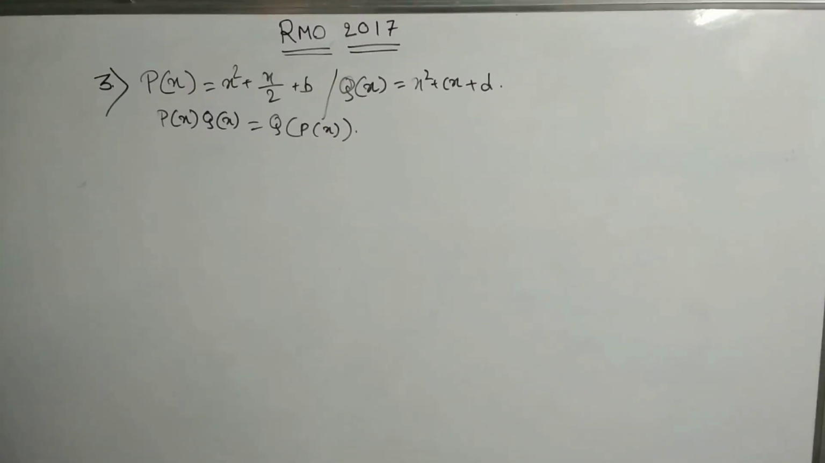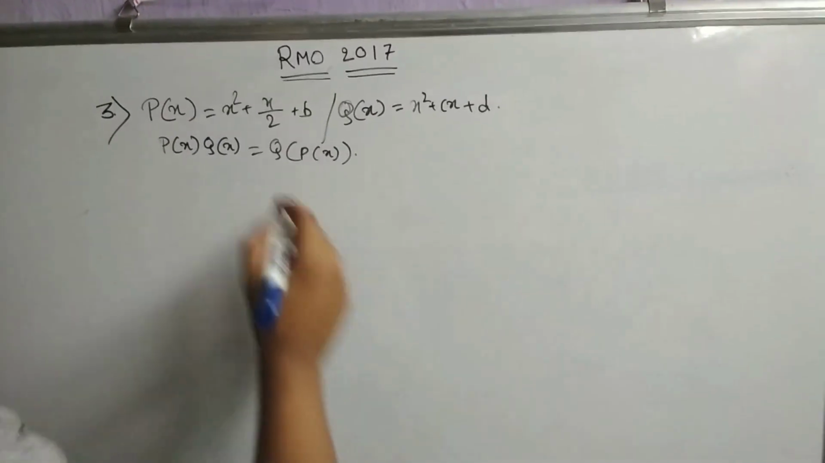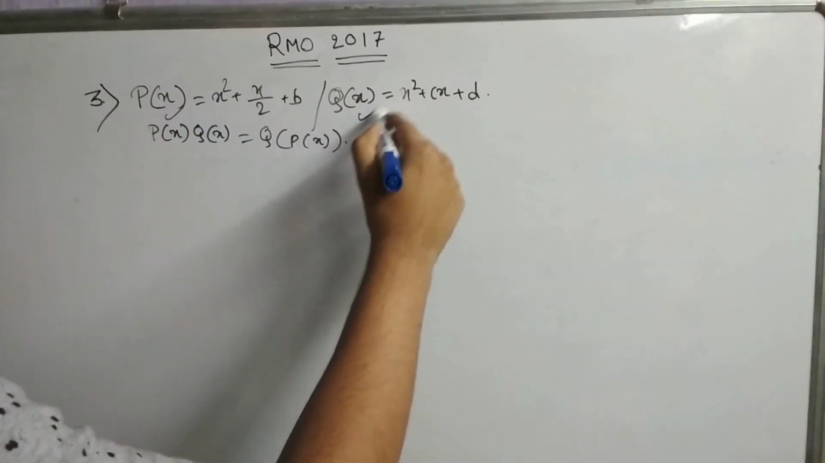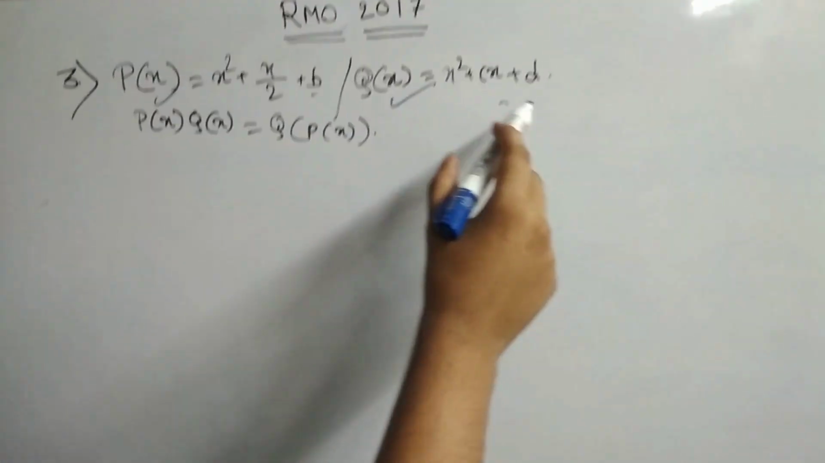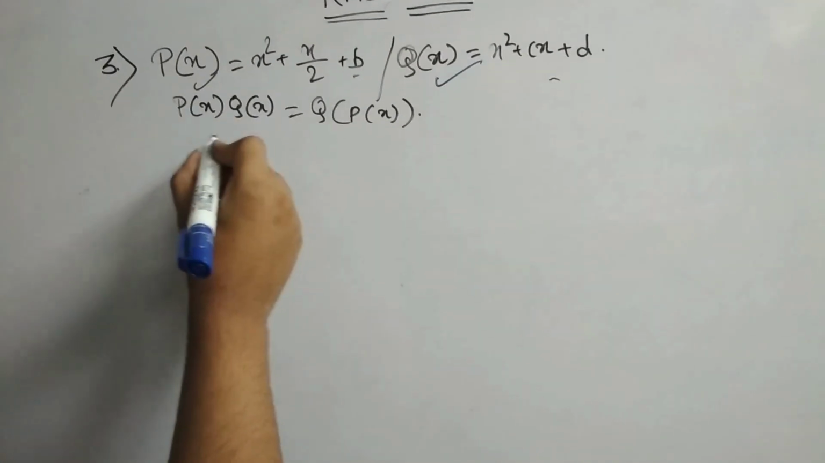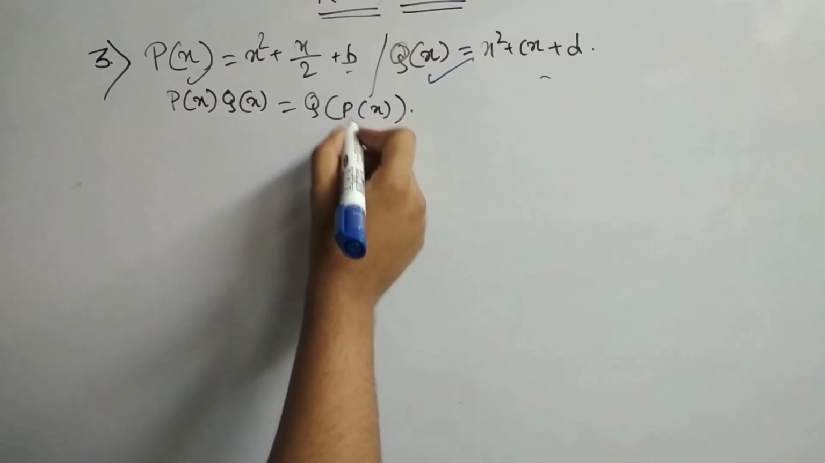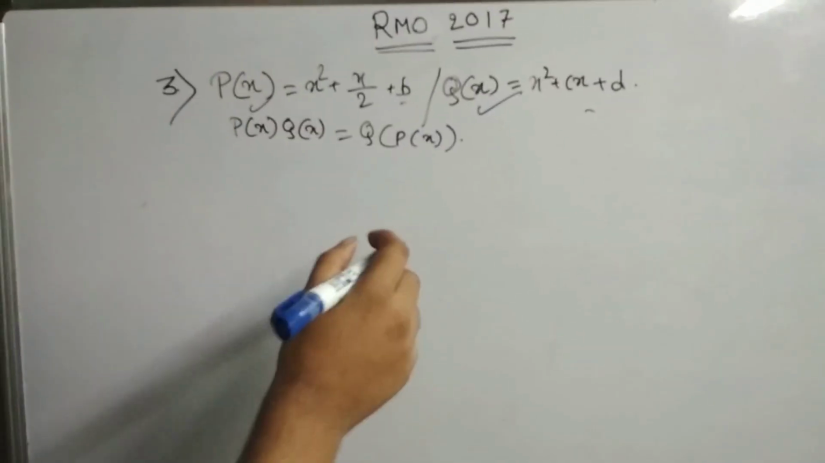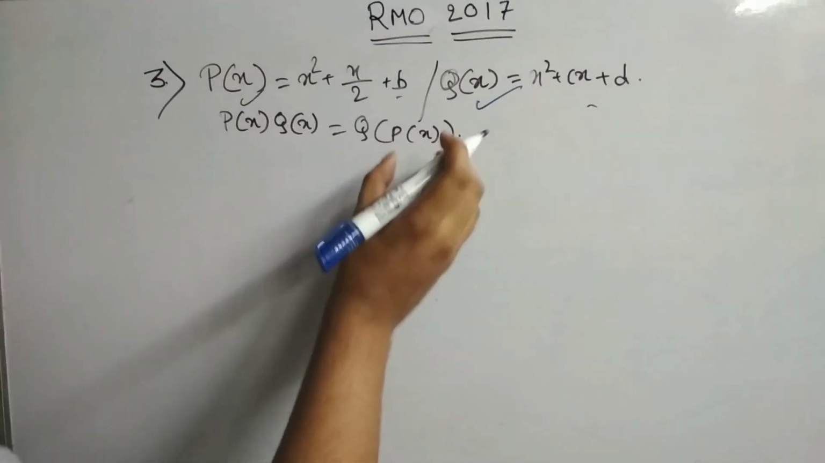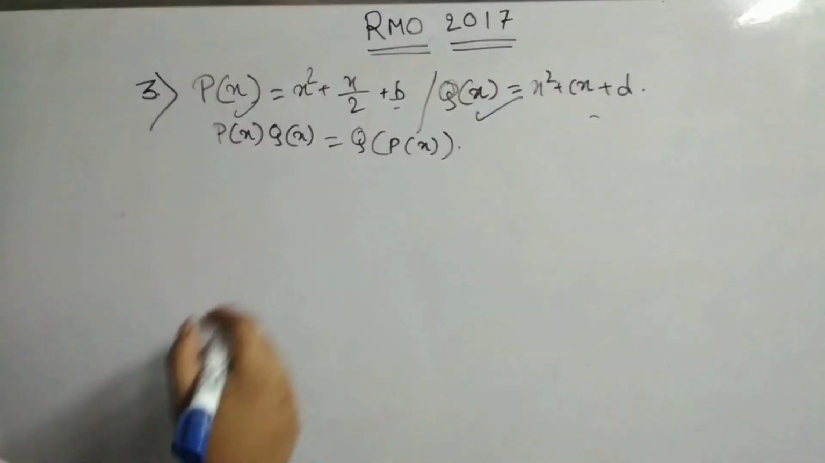Here's the third problem. I've written it in brief here. We have P(x) given, we have Q(x) given. These are two polynomials with real coefficients. b, c and d are unknowns, and we also have P(x) Q(x) = Q(P(x)). So basically this is also a problem which is a composite function of polynomials.